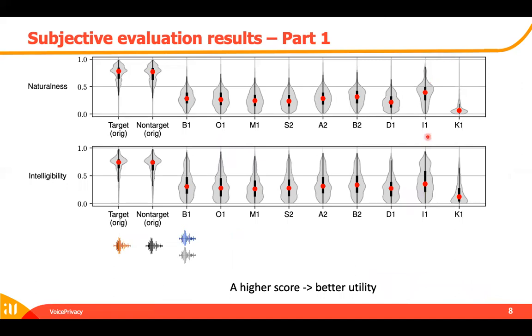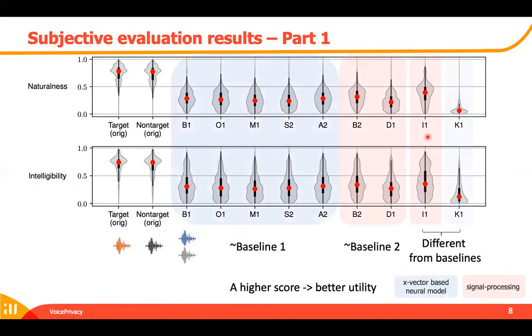Results on the intelligibility are quite similar to those on the naturalness, as you can see from this figure. Here, I further ordered the systems based on the utilized anonymization methods. The blue box indicates the systems using the X-vector-based model, while the red box indicates those using the signal processing methods.